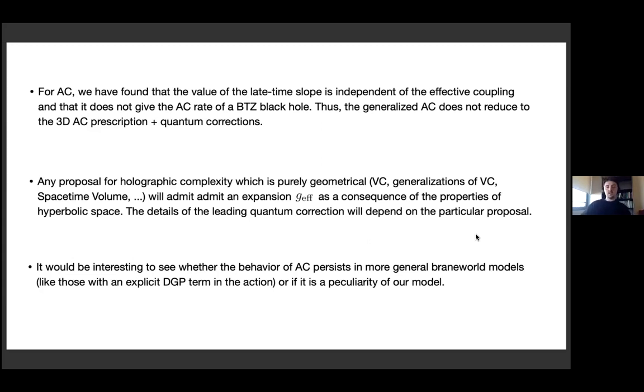Since that proposal, complexity equals volume 2.0, is geometrical, because in that proposal complexity is given by the spacetime volume of the Wheeler-DeWitt patch, then this spacetime volume at leading order, when you take the brane very close to the boundary, will be given by the volume of the intersection of this Wheeler-DeWitt patch with the brane, which is the Wheeler-DeWitt patch in the three-dimensional theory. So it will have the correct classical limit, and then the leading quantum correction will also appear there. It will be different from the one for volume complexity, but it will be there also. And this holds for any notion of complexity which is purely geometrical.